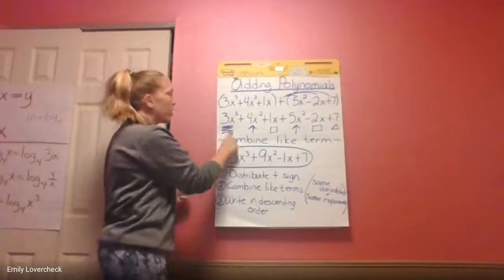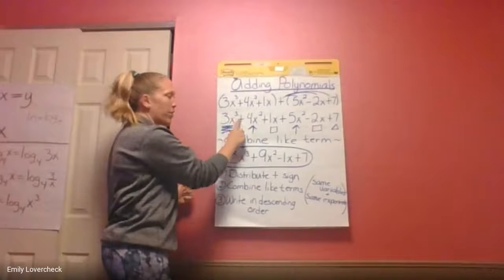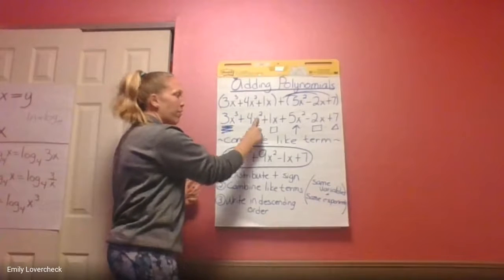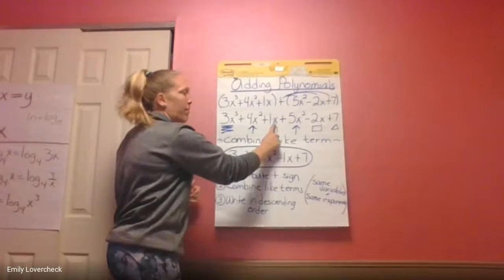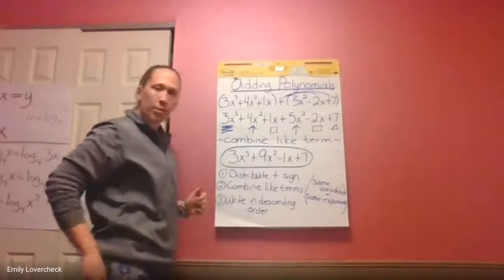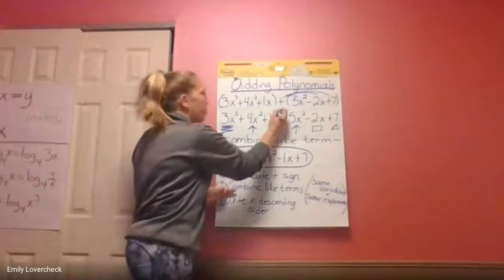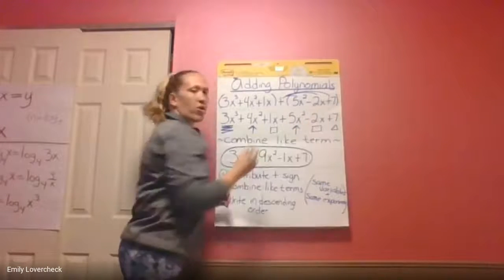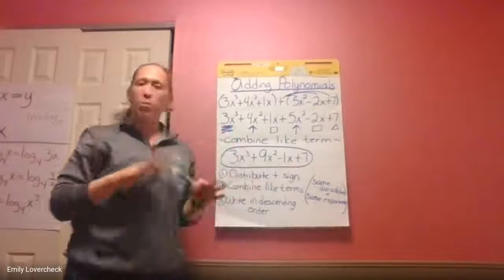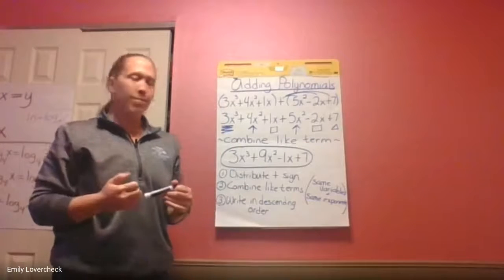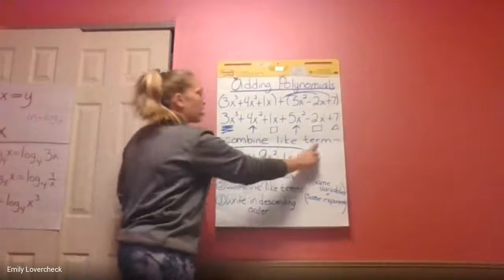So I did a little squiggly line for everything with an x to the third, an arrow for everything that had x squared, a box for everything that just had an x. And remember, if we get kind of confused, there is an imaginary 1 there, so we can always write those 1s there. And then a triangle for a number with no variables. So now I'm going to add them together. I combine the like terms.